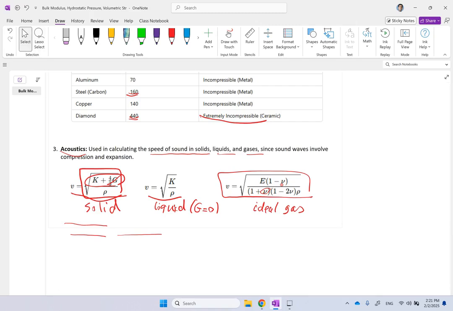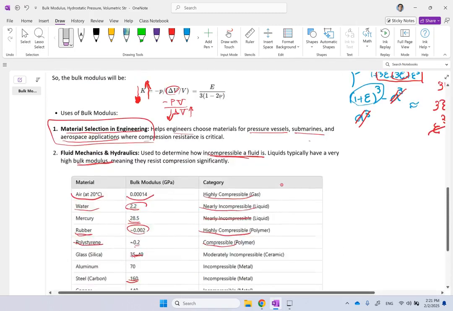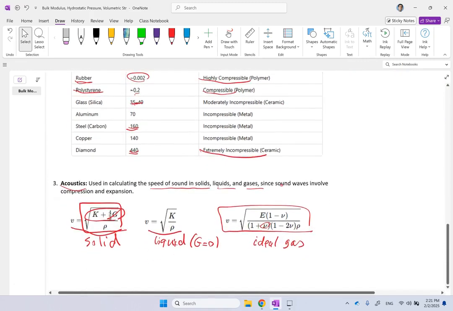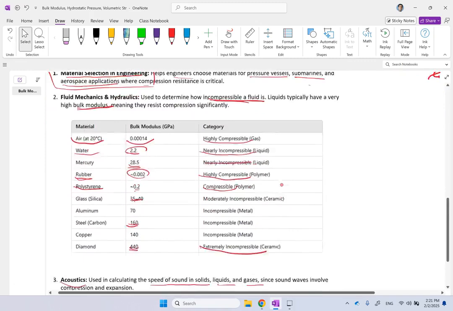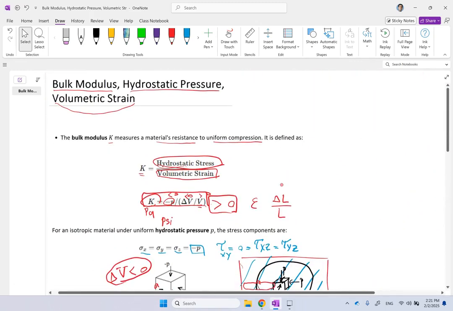And so anytime you're dealing with structures in deep water or in high air altitude, or any altitude in air, you want to look at the bulk modulus when you're selecting the material, or when you want to analyze the change in the volume. So these are some applications of the bulk modulus.